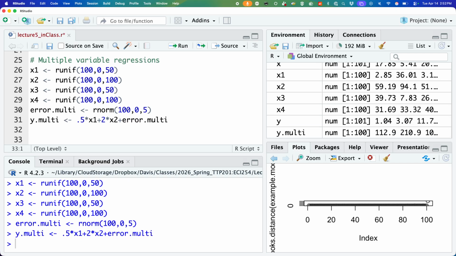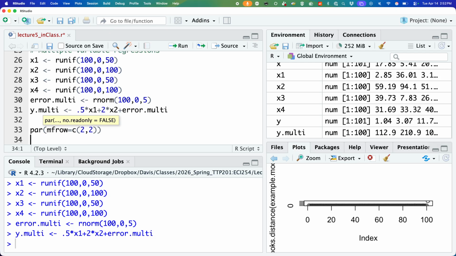Great. And it is always a good idea to understand the relationships between variables, right? So I would still encourage you to visualize your data as much as possible. In this case, there are only four variables, so I can go ahead and visualize what each of those variables looks like relative to my y. So we'll do that here.